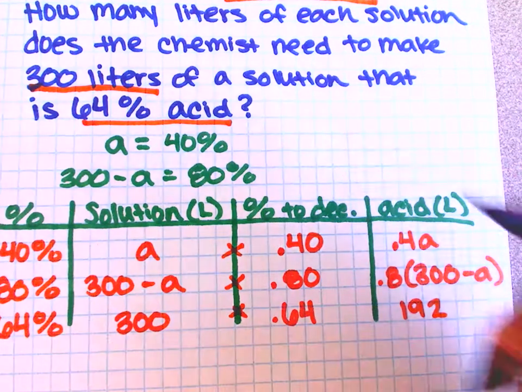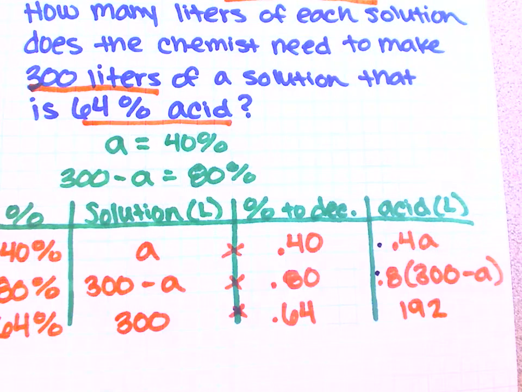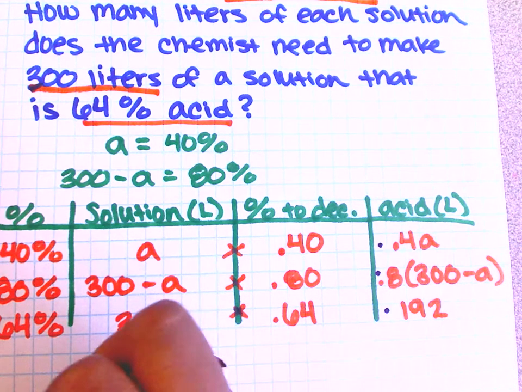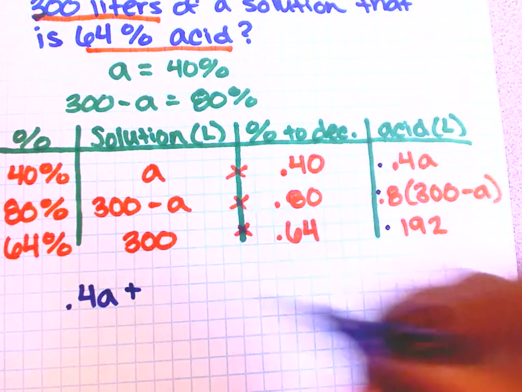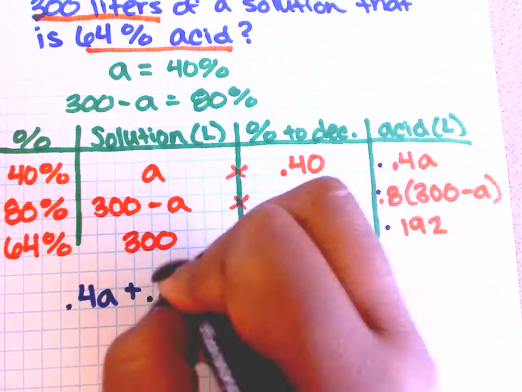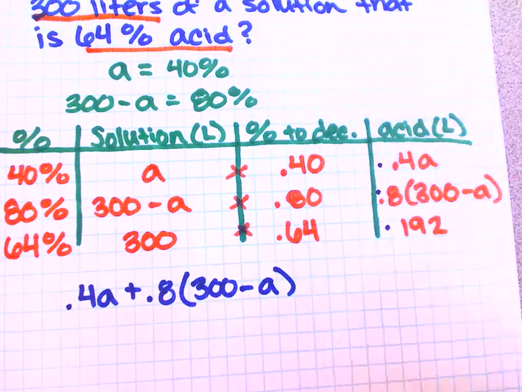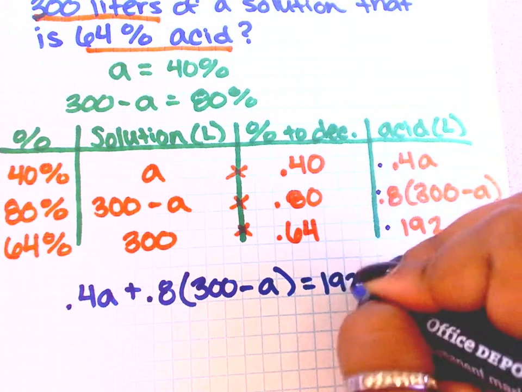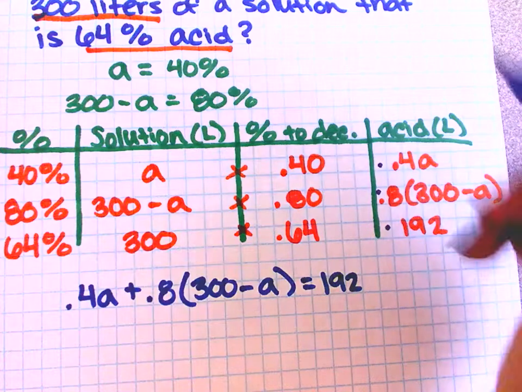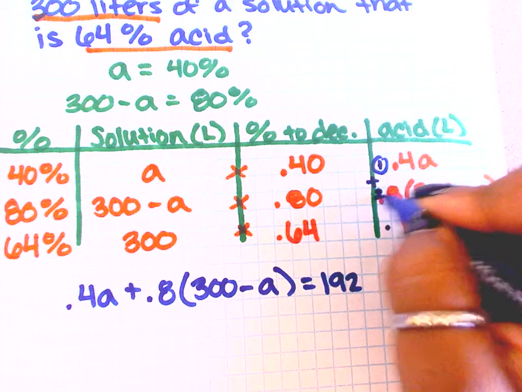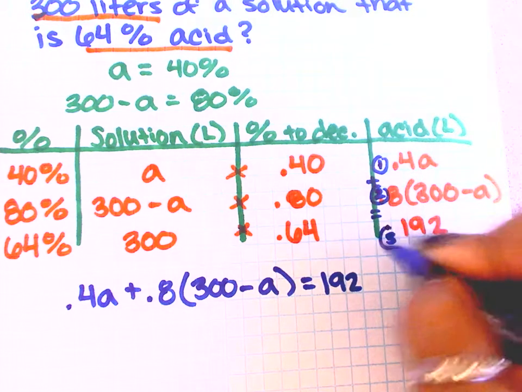Now the same thing as yesterday. I'm going to take part A plus the second one equals the third one. So we're going to go ahead and set that up in a problem. So I have 0.4A plus 0.8 times the quantity of 300 minus A equals 192. So again, this is where I got the first one, plus the second one equals the third.